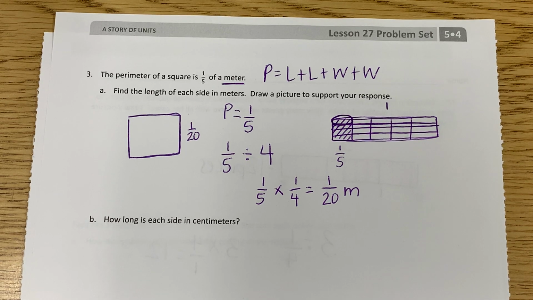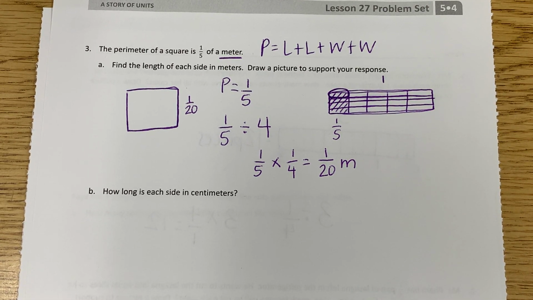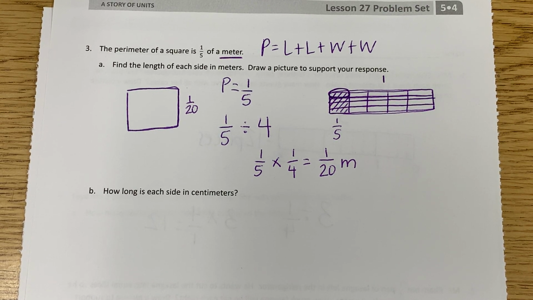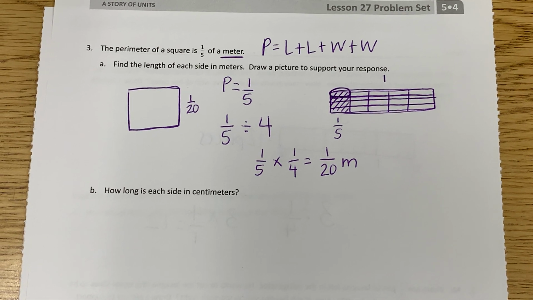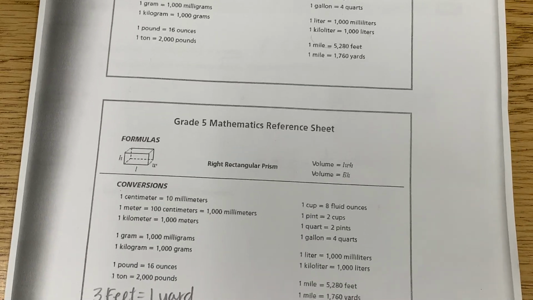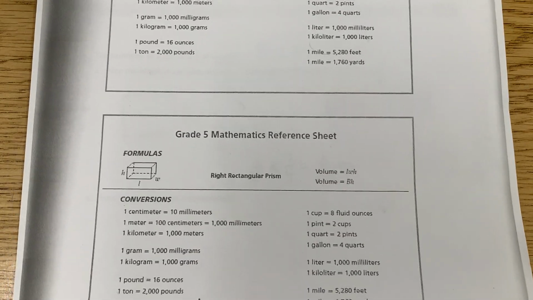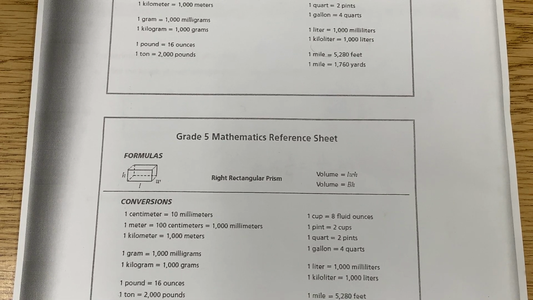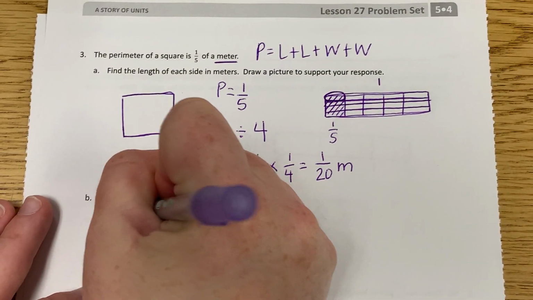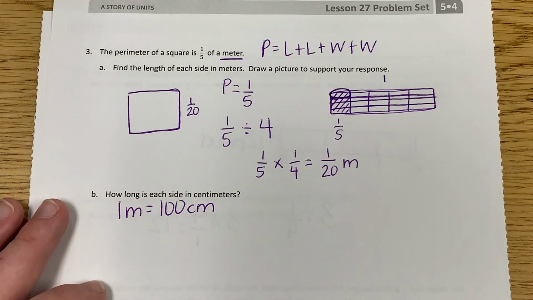Okay. B says, how long is each side in centimeters? Well, we need to know how many centimeters are in a meter. Do we remember? Is it right there? Okay. How many centimeters are in a meter? Junior, go point to the board where it says how many centimeters are in a meter. 1 meter, yep, equals 100 centimeters. He's right. So, back on here, we know 1 meter equals 100 what? Centimeters.